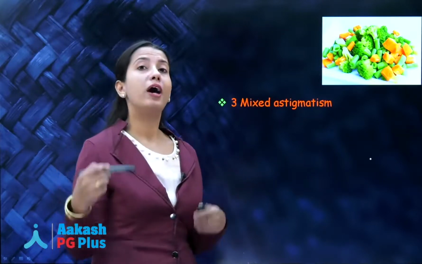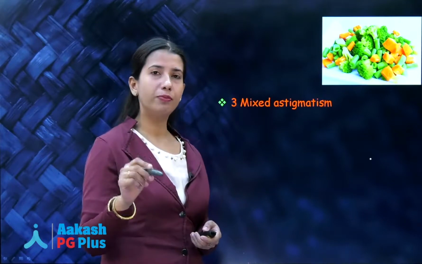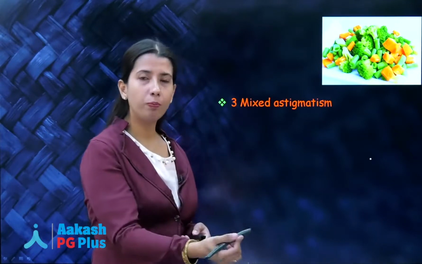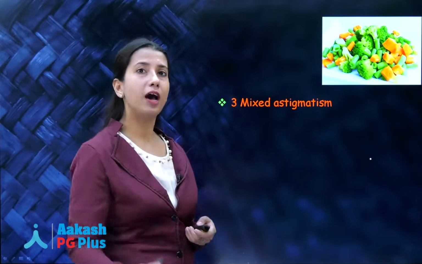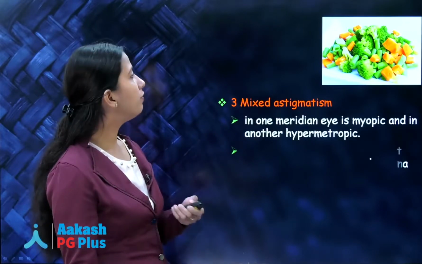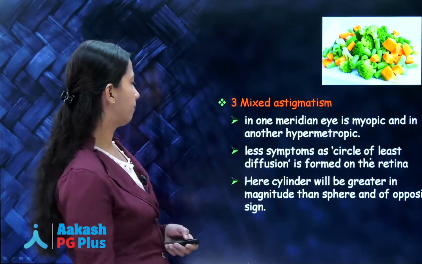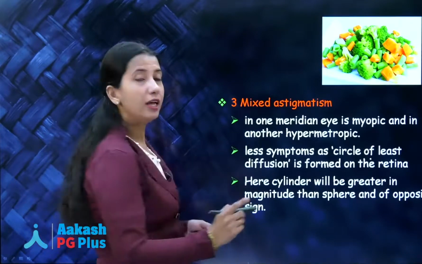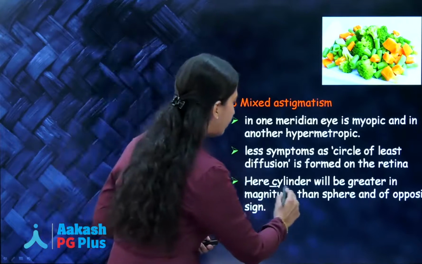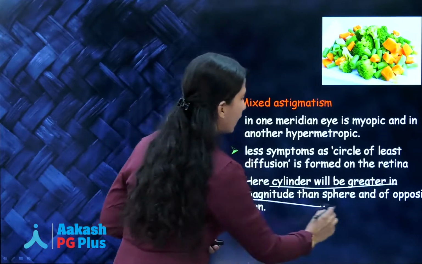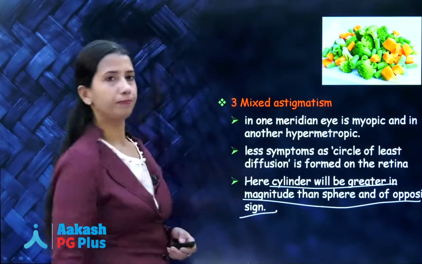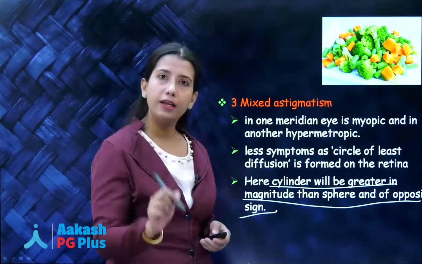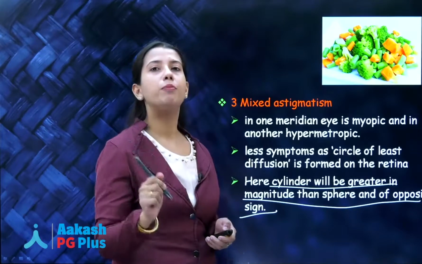Now coming to mixed astigmatism. I am not hungry, I am showing you this slide because like we have a bowl of mixed vegetable, it has a bit of everything. So I explained to you in mixed astigmatism, one of the rays is focusing like a myopic and another ray is focusing like a hypermetropic. But how will we come to know from the prescription? You have to see that in mixed astigmatism, the cylinder will be greater in magnitude than the sphere and of opposite sign.